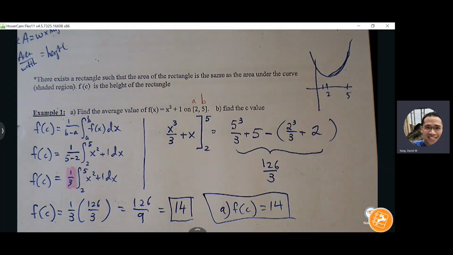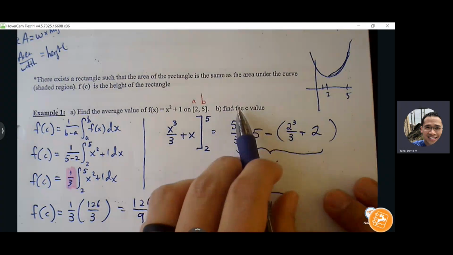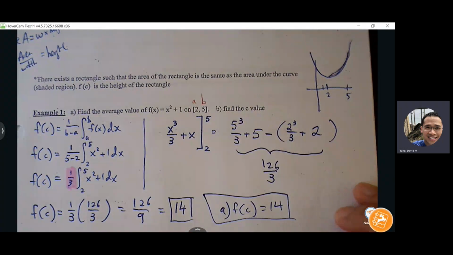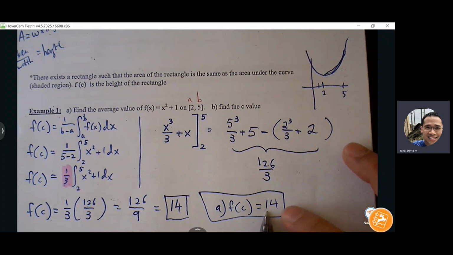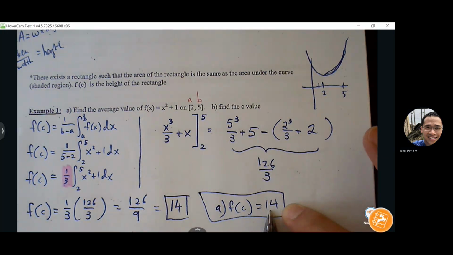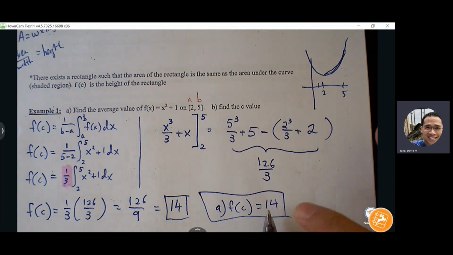But now part B says find the C value. Okay, so what does the C value mean? We found the average height. So the average height is basically saying we're guaranteed that this graph is going to hit that average height somewhere along the curve. Okay. But where does that occur?